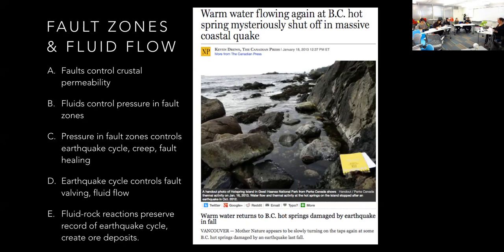And one of the big growth areas in my field, in brittle structural geology, is finding new ways to read that record and trying to understand how different slip events, different styles of slip, are preserved by the minerals and the structures that are left behind because of this fluid-rock interaction.